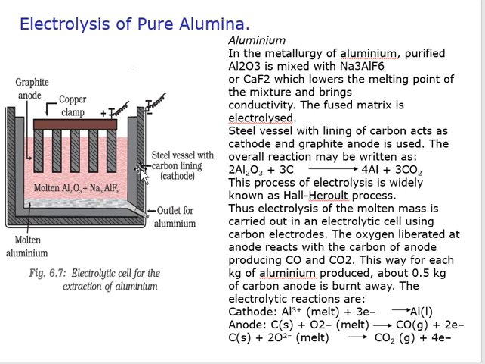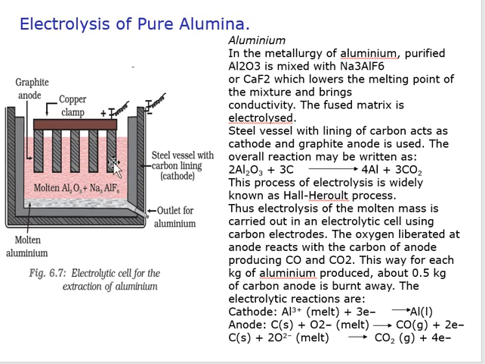which is lined with carbon, acts as the cathode. The steel vessel lined with carbon acts as the cathode, and the anode is made up of graphite. So the reaction which takes place is that aluminum oxide forms aluminum and carbon dioxide. That is the overall reaction.